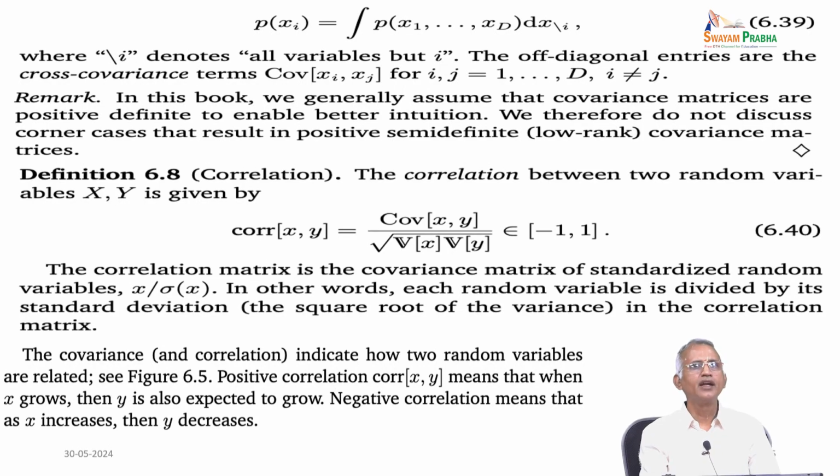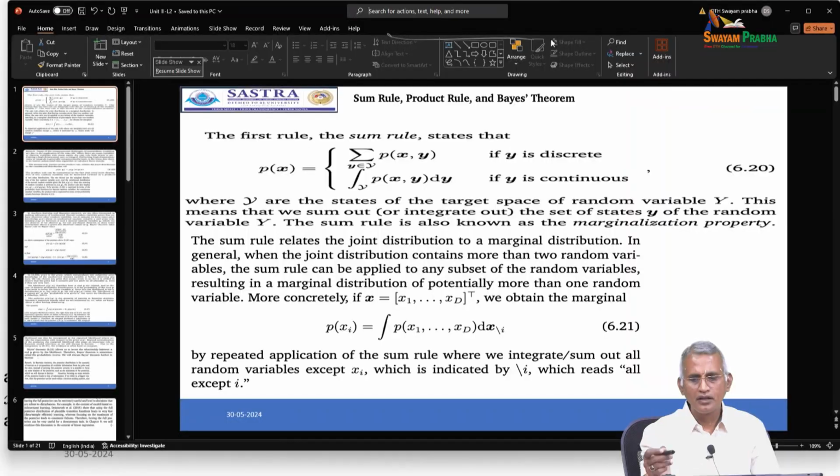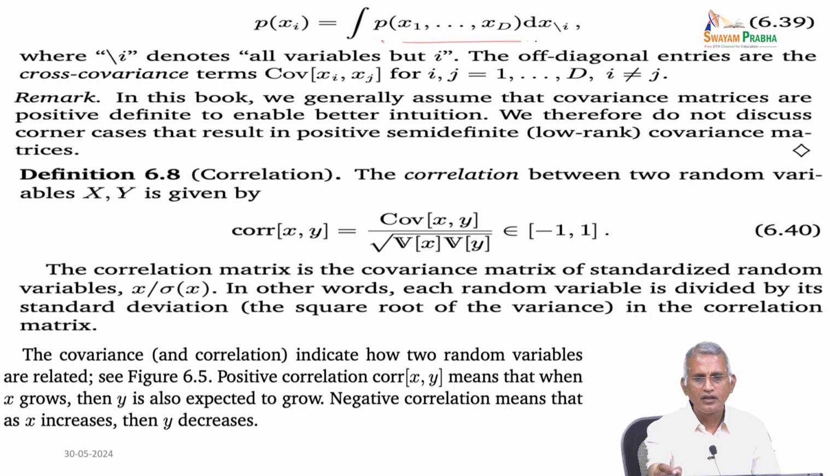And based on this we have a cross covariance, that is p of xi equal to the integral of p of x1, x2 and xD with respect to dx backslash i, where backslash i denotes all variables but i. The off diagonal entries are the covariance terms, the covariance of xi comma xj. In this talk we generally assume the covariance matrices are positive definite to enable better intuition. So, we therefore do not discuss the corner cases that result in a positive semi-definite covariance.